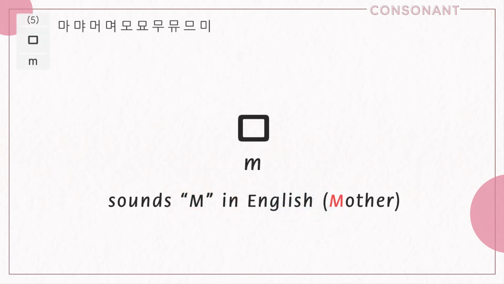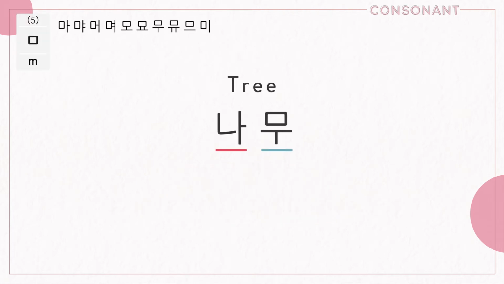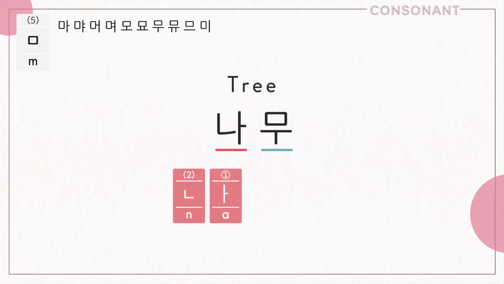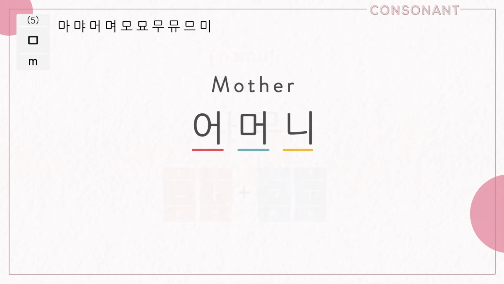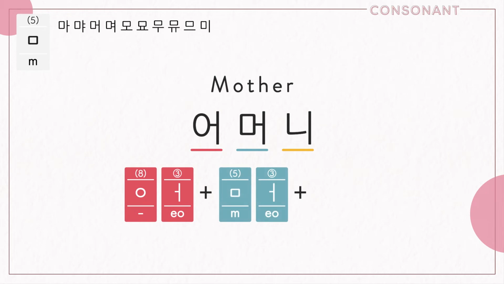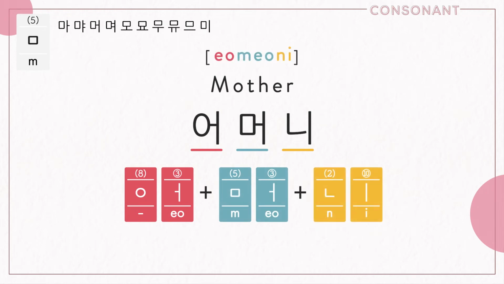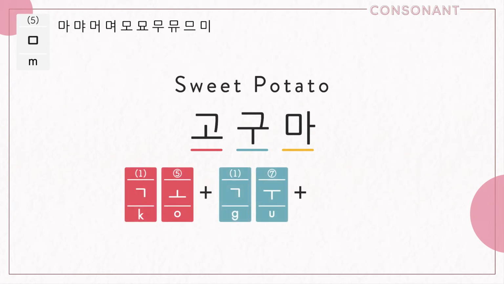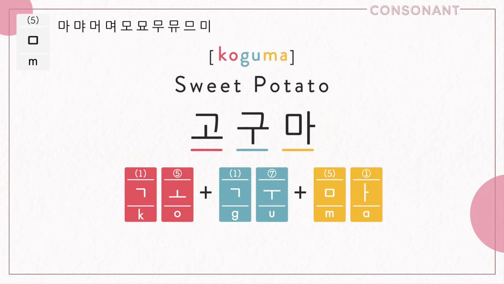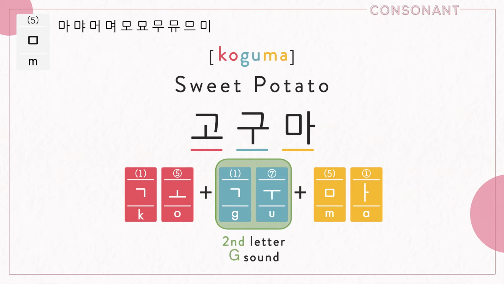Let's look at the next, M sound. Tree, namu, is na plus mu, namu. Mother, omoni, is o plus mo plus ni, omoni. Sweet potato, goguma, would be go plus gu plus ma, goguma. Keep in mind that the second KG sound is a voiced G sound, not a K sound.